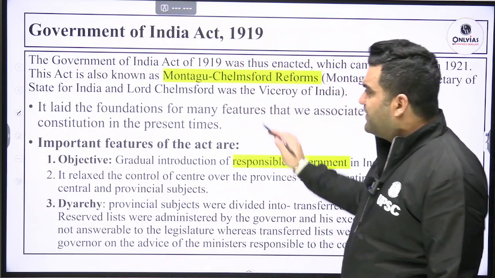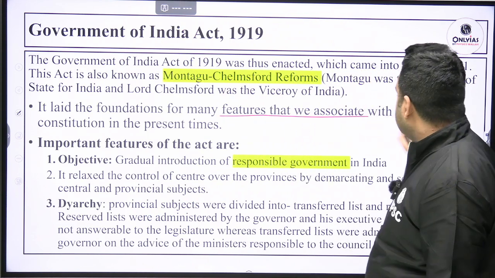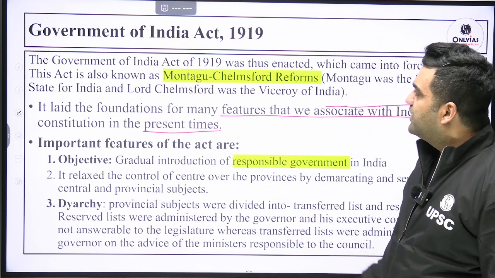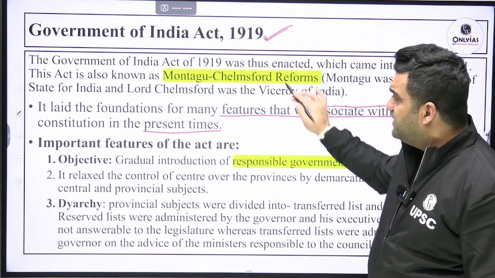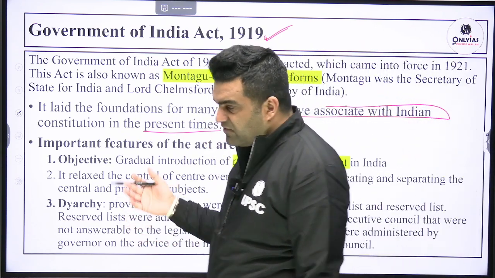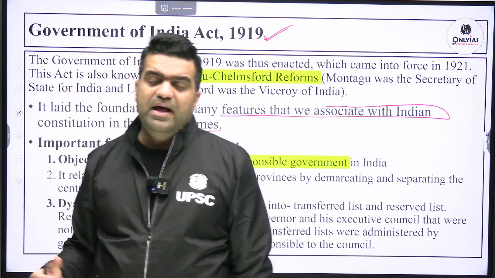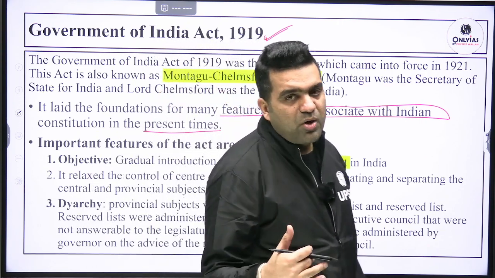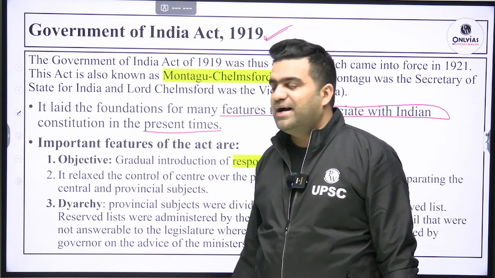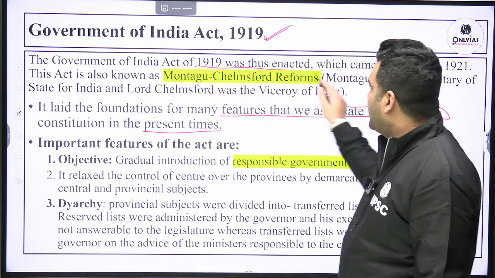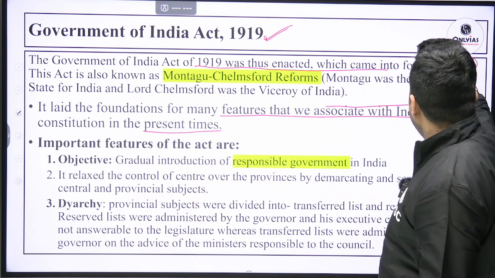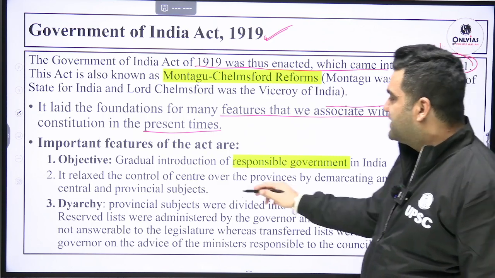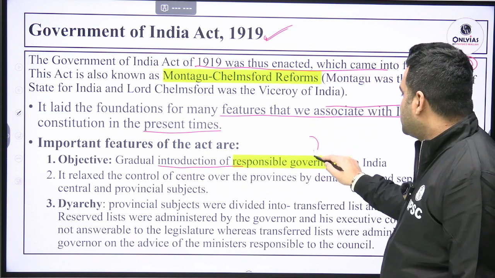Now, salient provisions. It laid the foundations for many features that we associate with the Indian constitution in the present times. Government of India Act 1919. Some of the features of the Government of India Act 1919 and then many features of the Government of India Act 1935. Our Indian constitution has borrowed ditto from these two acts. The Government of India Act of 1919 was thus enacted, which came into force in 1921.